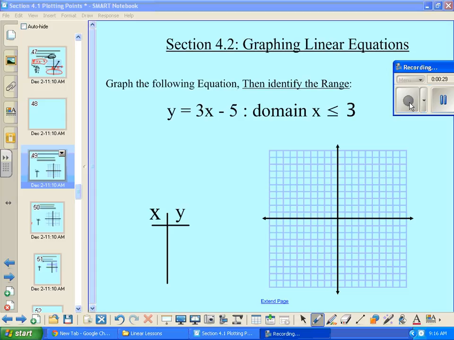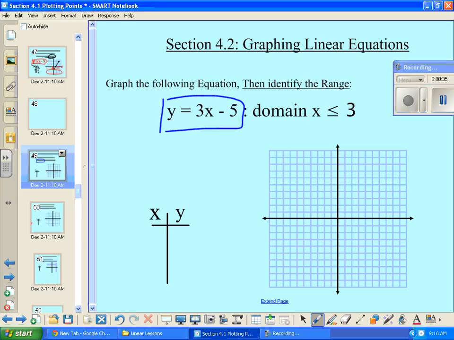But first, as a review, here's what we were talking about last time. We were graphing an equation that had a limited domain. So here's our equation: y equals 3x minus 5. But then it says that we only plug in certain values for x for this equation to work. This domain says x is less than or equal to 3. So when I plug in numbers for x, my domain down here in my table, I have to plug in numbers that are, as it says, 3 or less.